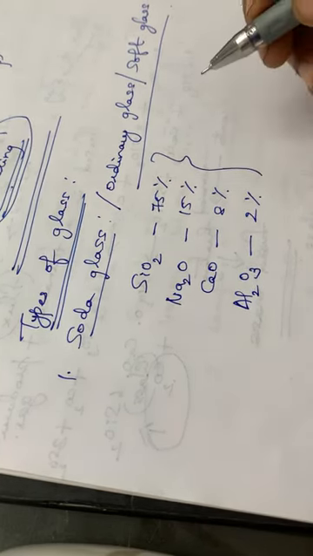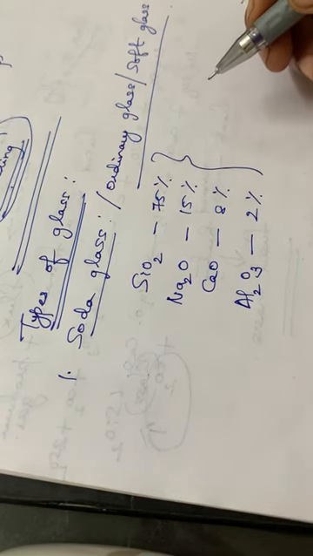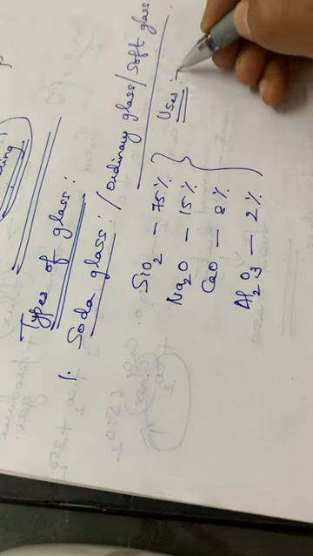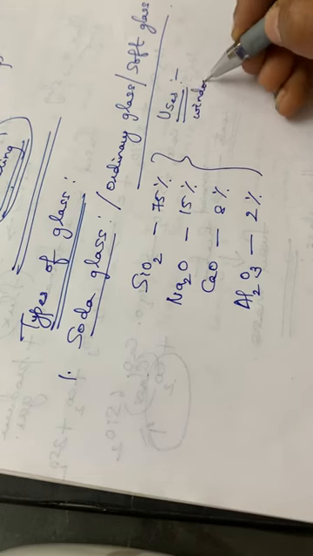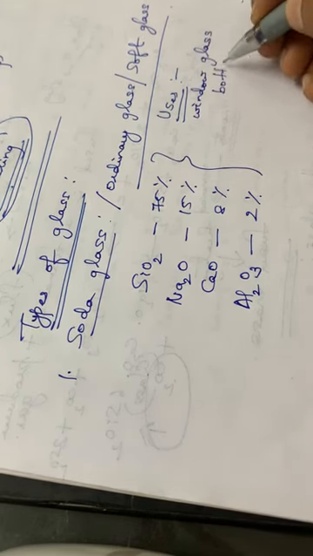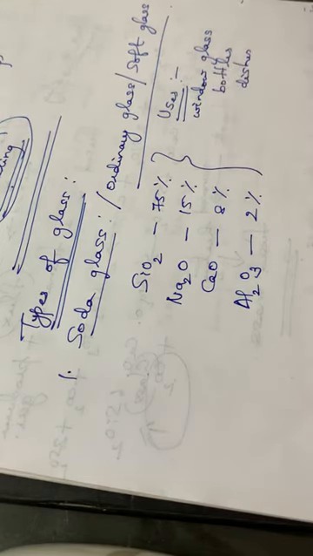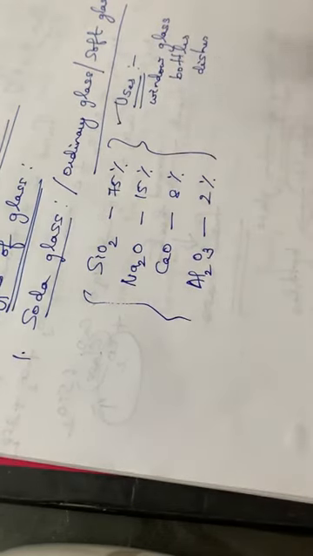Normally this ordinary glass softens at low temperature. Some of the uses of this ordinary glass: it is normally used for making window glass, bottles, dishes, etc. So that is the purpose of ordinary glass. This is the composition and use; you have to go through both of these.